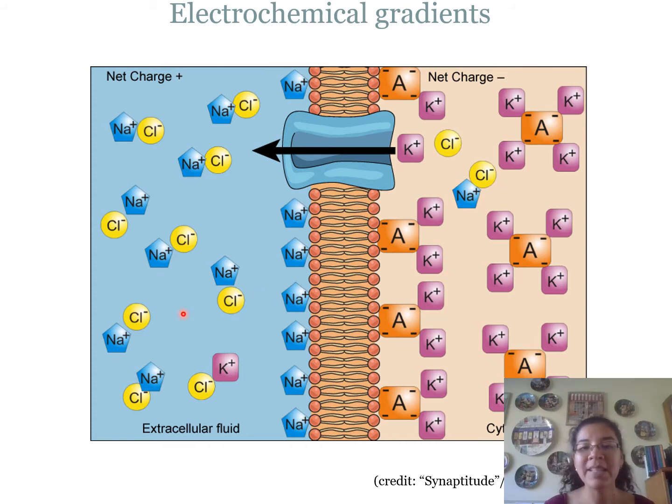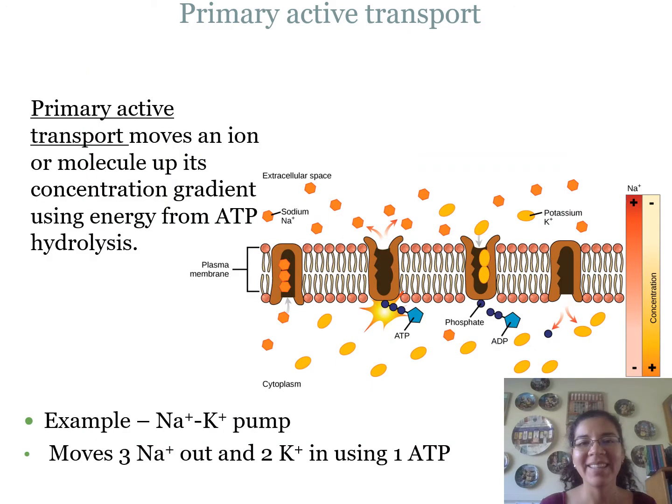Now, this arrangement, net charge positive outside, net charge negative inside, is not at equilibrium. It is maintained at this steady state of disequilibrium. And it's necessary for this steady state of disequilibrium to be maintained. It's one of the variables that needs to be maintained. So part of homeostasis is a maintenance of this disequilibrium of charges inside the cell and outside the cell.